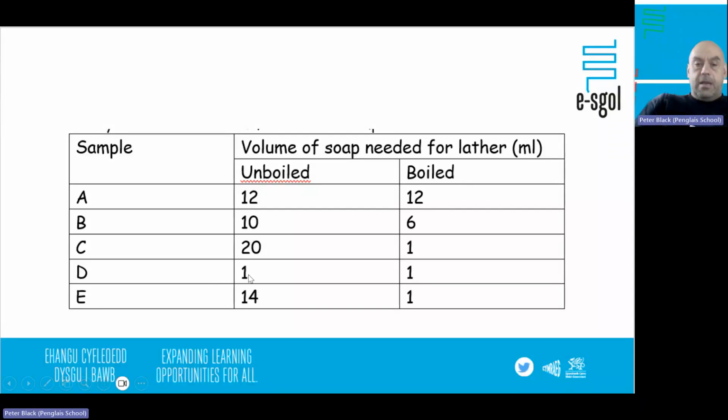Sample D, by the way, suggests to me that's probably distilled water. That's got no calcium or magnesium in it at all. Because you've distilled the water off, you've literally got pure water. And if I look at sample B, well, I describe sample B as being a mixture of temporary hardness and permanent hardness as well. The reason I say that is, after you boil it, it takes less soap to form the lather, but it still needs quite a bit of soap to get the lather. So there must have been some hardness that's not been removed.